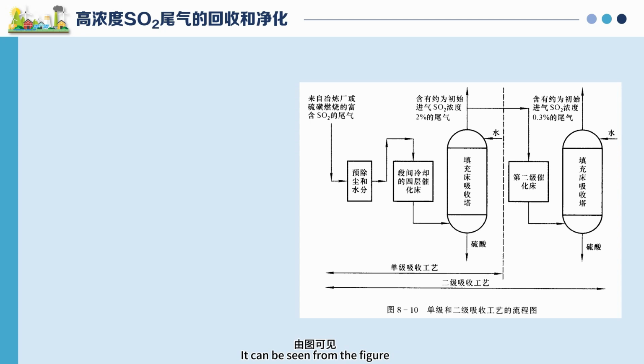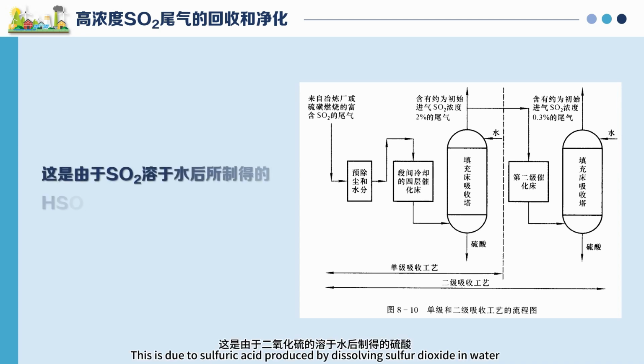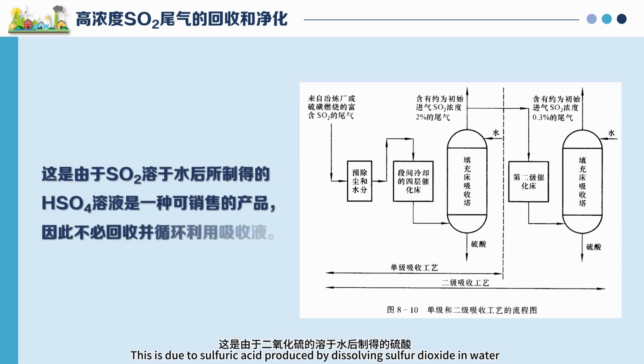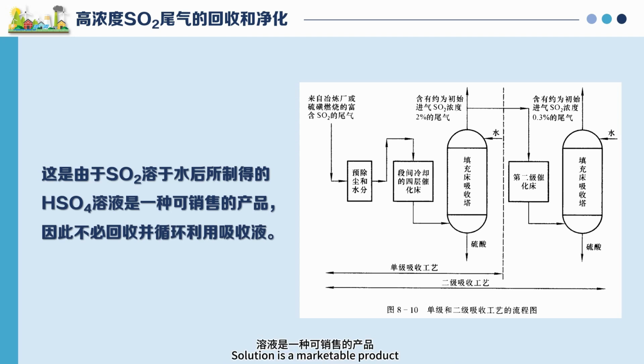It can be seen from the figure that, compared with general absorption, the absorption tower in the acid-making process does not need a separation and circulation device for the absorption liquid. This is because the sulfuric acid produced by dissolving sulfur dioxide in water is a marketable product. Therefore, there is no need to recover and recycle the absorption liquid.